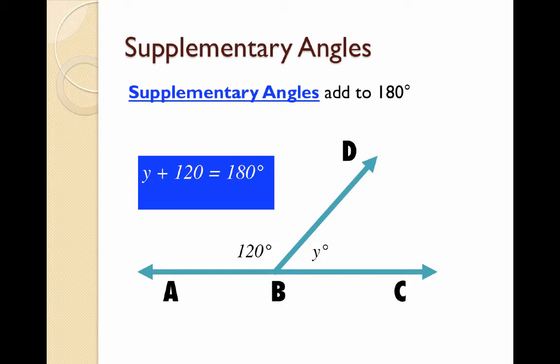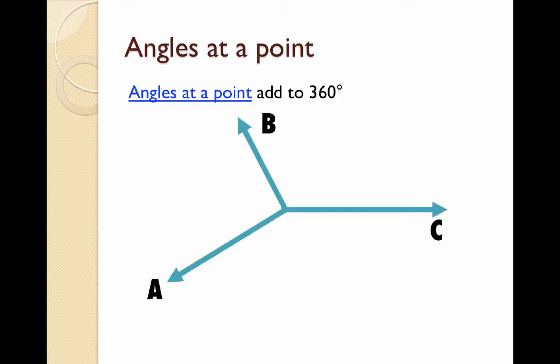I ask myself, what number will add to 120 to give me 180 degrees? And because 60 will add to 120 to give me 180 degrees, that is what Y equals. These are supplementary angles. The last type of adjacent angle are the ones called angles at a point, and they will add up to 360.